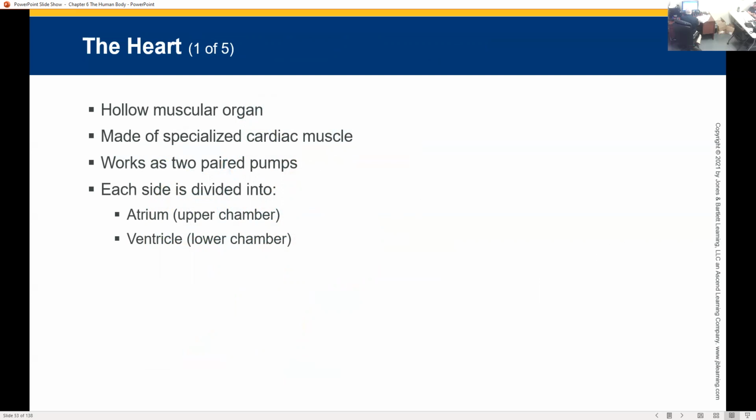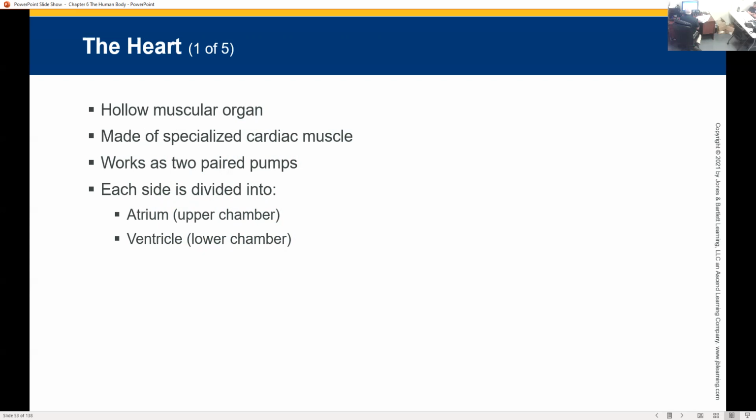All right, I'll talk just a little bit about the heart, and I'll stop after the slide. So the heart itself is a hollow muscular organ, about the size of your fist. It's made up of specialized cardiac muscle, and the reason for that is it generates its own impulse, where it actually pumps. So there are two paired pumps. Let me back up. The right side is the low pressure side. The left side is the high pressure side.